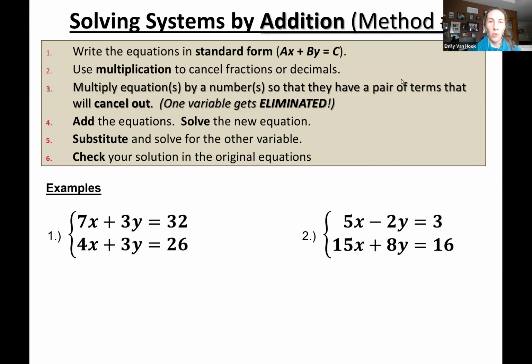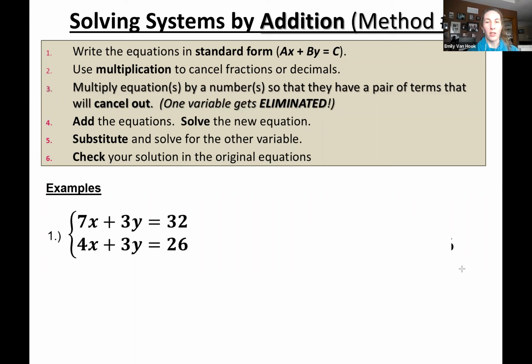Let's take a look at number 1 first. Notice how the variables are lined up with each other already. The X's are kind of stacked on top of each other, and then the Y's are stacked on top of each other. Let's see if we can tell which variable would more easily eliminate or cancel out. Notice that the 3y and the 3y are stacked on top of each other. If only we could get one of them to be negative. And here's the good news, we can. We can get one of them to be negative.